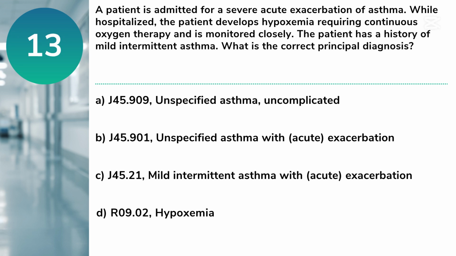Question 13. A patient is admitted for a severe acute exacerbation of asthma. While hospitalized, the patient develops hypoxemia requiring continuous oxygen therapy and is monitored closely. The patient has a history of mild intermittent asthma. What is the correct principal diagnosis? A. J45.909, unspecified asthma, uncomplicated. B. J45.901, unspecified asthma with acute exacerbation. C. J45.21, mild intermittent asthma with acute exacerbation. D. R09.02, hypoxemia. Answer B.